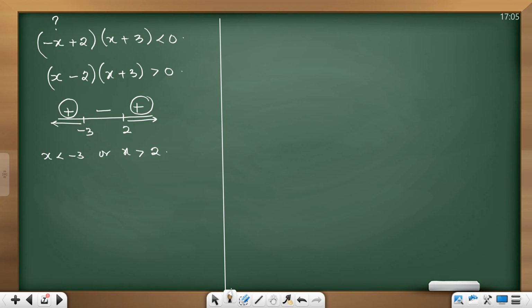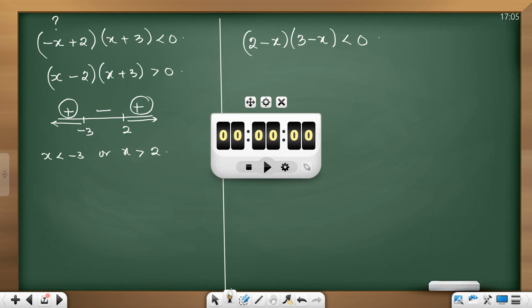Please try one more for me. Try that for me. We are moving on from here now. We need to go to now simultaneous and nature of roots.